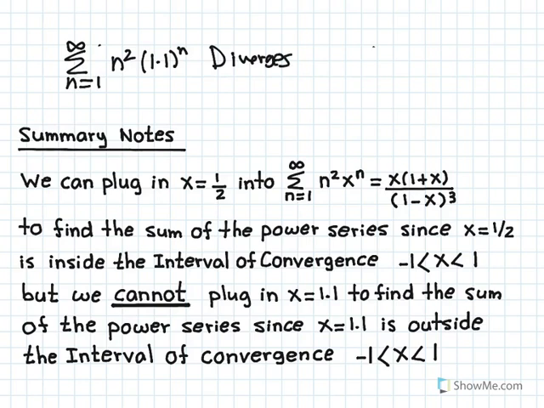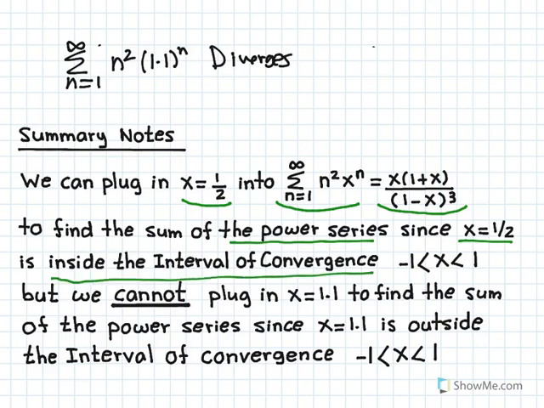So let's summarize. We can plug in x equals 1/2 into the summation n equals 1 to infinity of n squared times x to the power of n, which is equal to x times (1 plus x) divided by (1 minus x) to the power of 3, to find the sum of this power series, because x equals 1/2 is inside the interval of convergence, x larger than negative 1 and less than 1. But we cannot plug in x equals 1.1 to find the sum of the power series, since x equals 1.1 is outside the interval of convergence, x between negative 1 and 1.